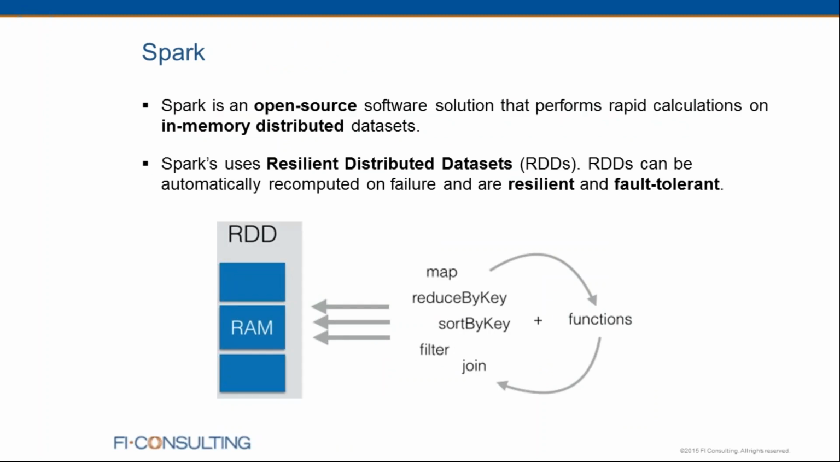So we're actually going to execute in Spark, and Spark is a framework that sits on top of the Hadoop ecosystem. And Spark is kind of an extension of the typical MapReduce framework. It's open source, and it performs calculations in memory. And it uses what are called resilient distributed data sets, or RDDs. And the key idea behind the RDD is that individual data packets can be recomputed on failure, and they're resilient and fault tolerant, making Spark very stable to do MapReduce functions.